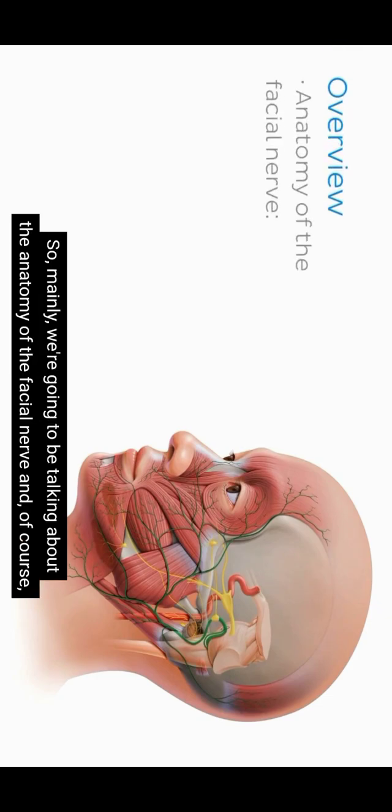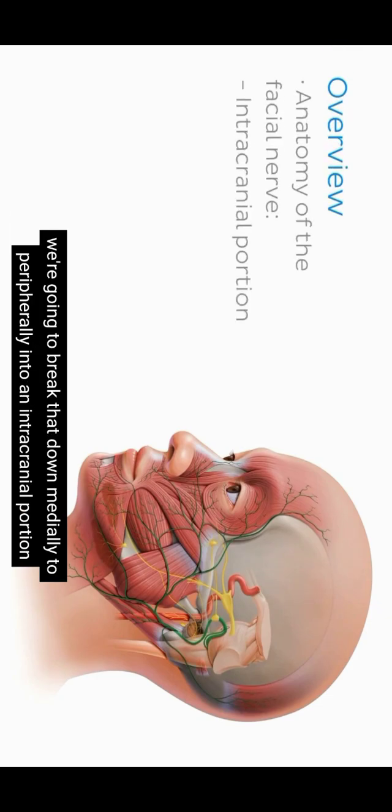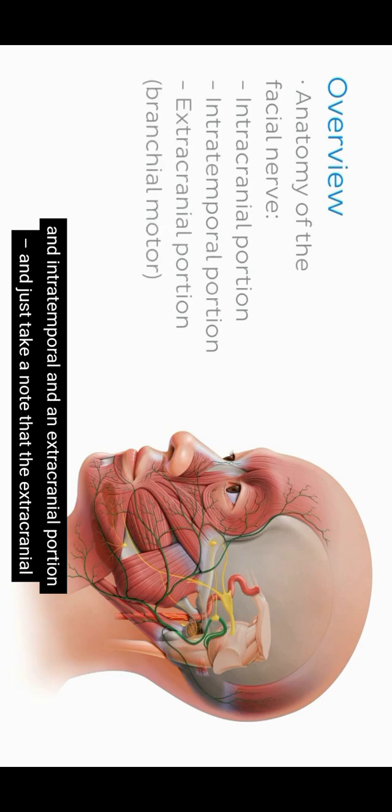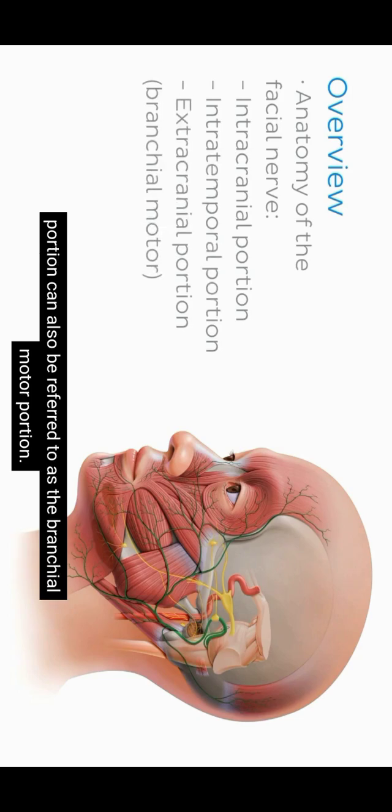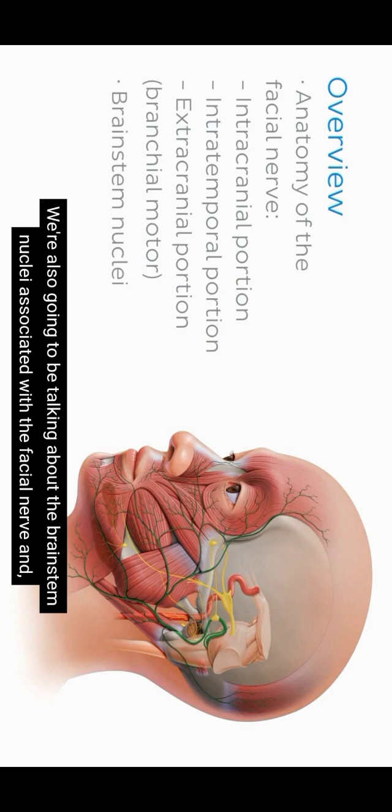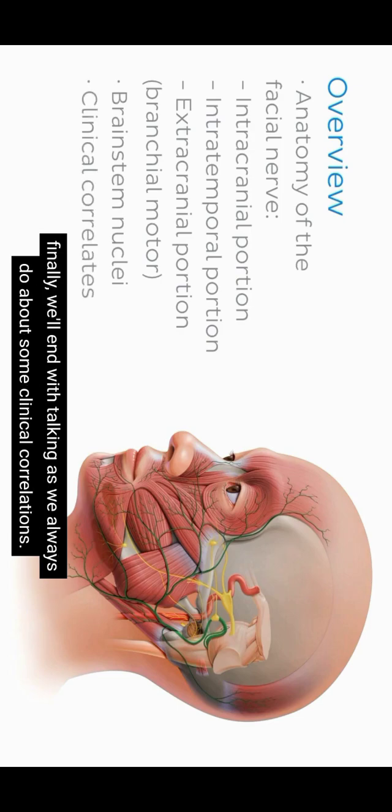So mainly we're going to be talking about the anatomy of the facial nerve, and of course we're going to break that down medially to peripherally into an intracranial portion, an intratemporal portion, and an extracranial portion. And just take a note that the extracranial portion can also be referred to as the branchial motor portion. We're also going to be talking about the brainstem nuclei associated with the facial nerve, and finally we'll end with talking, as we always do, about some clinical correlations.